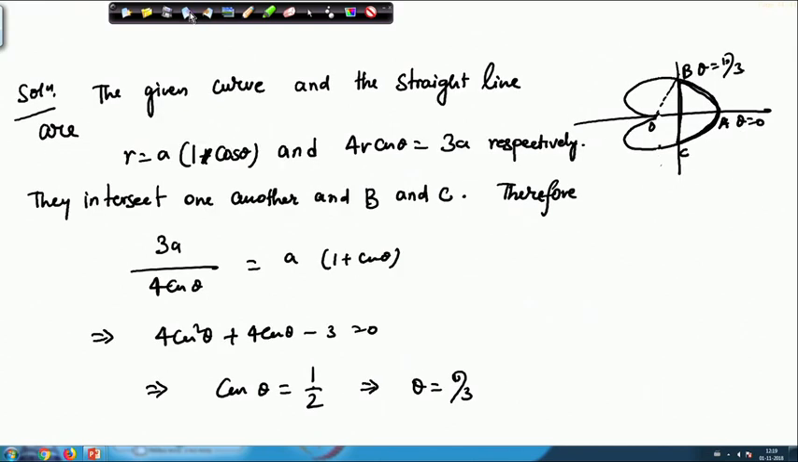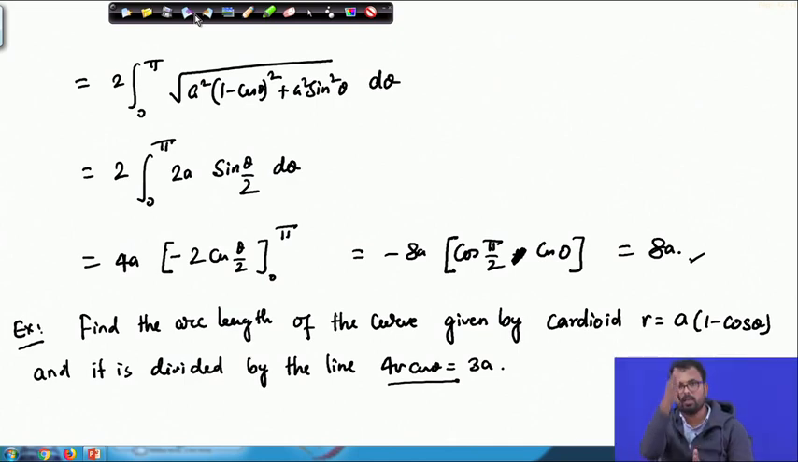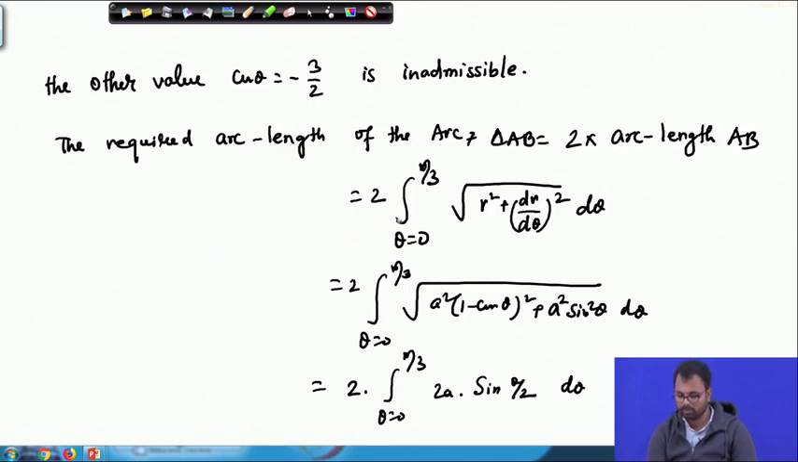So here we saw that we had to calculate the arc length of the curve given by the cardioid, and it is divided by the line, so that means this part of the arc length we needed to calculate. Since it is symmetrical, we just calculate one side and multiply it by 2. It's a simple calculation like we did before, and that will give us the required arc length between these two curves.